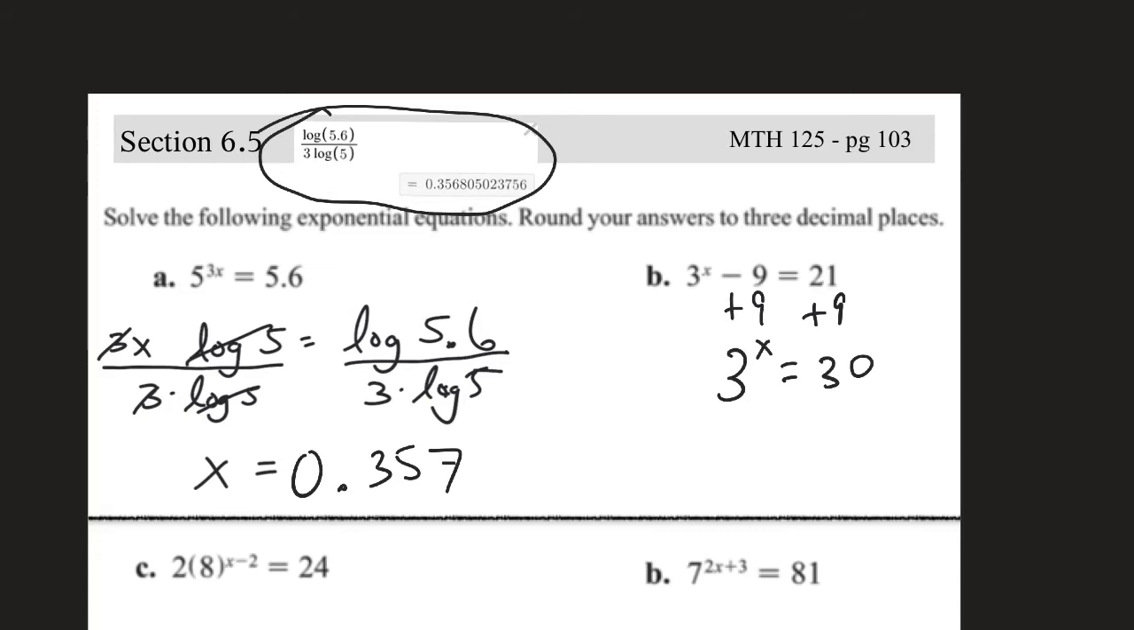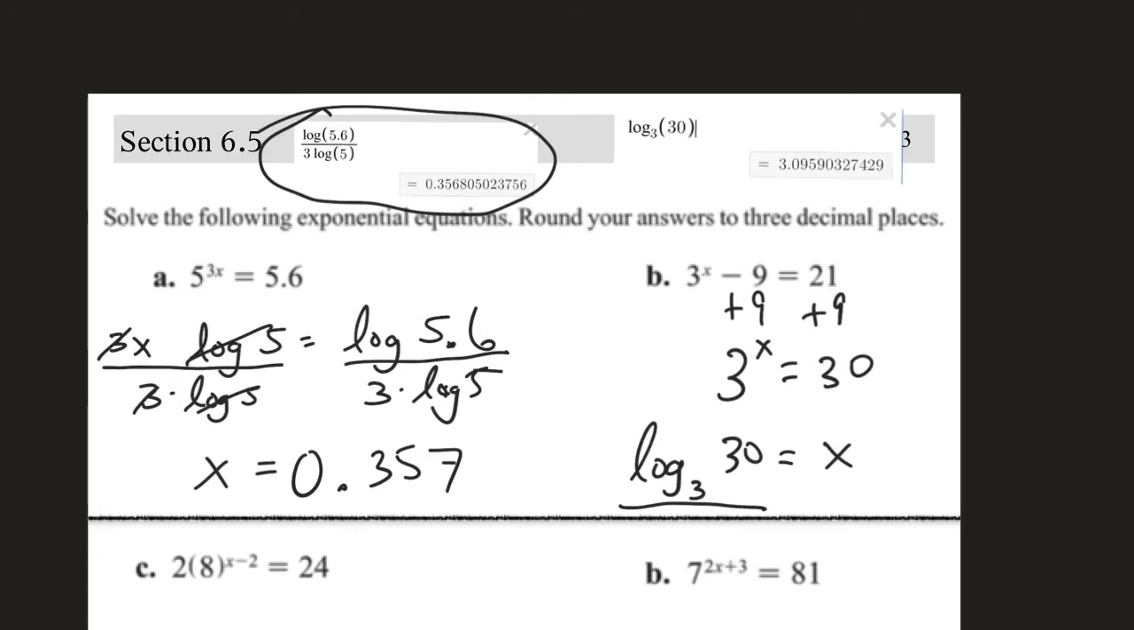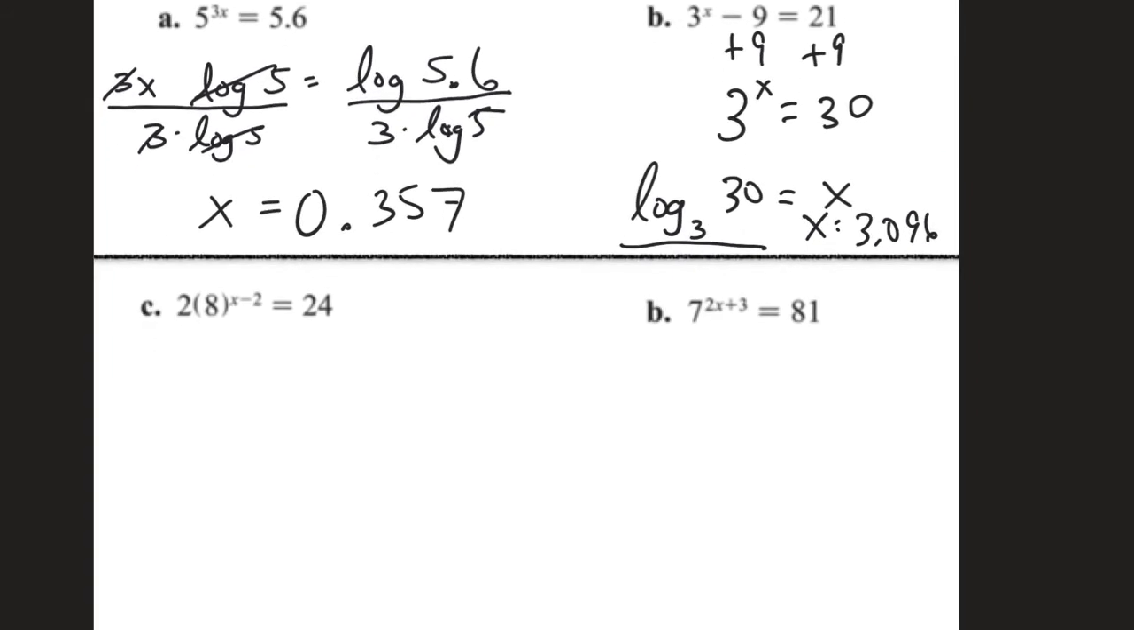If I put this in log form, it's going to look like log base 3 of 30 equals x. And then I can either put this in my calculator, or I can put it in change of base form, which is log of 30 over the log of 3. But I'm going to put the log base 3 of 30 in my calculator. Magically above here, you'll see that I inserted the calculator picture. So x is going to be equal to 3.096. Pretty great.